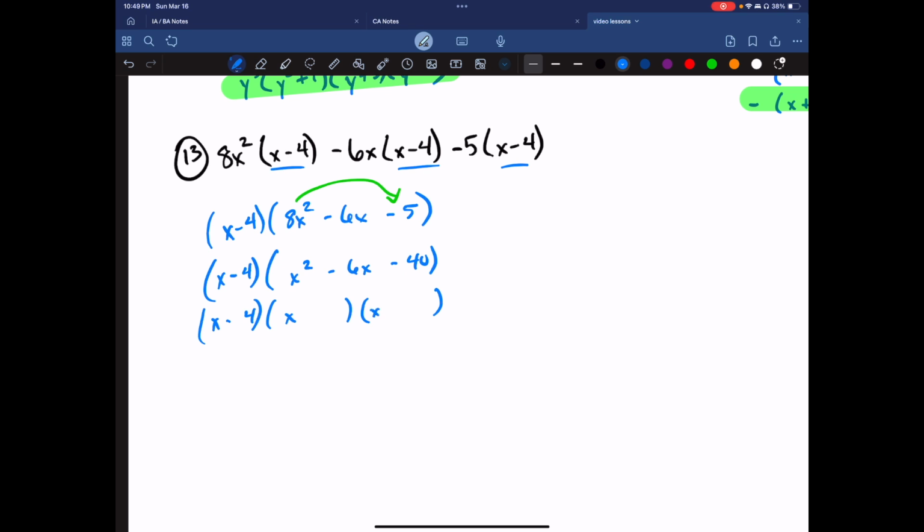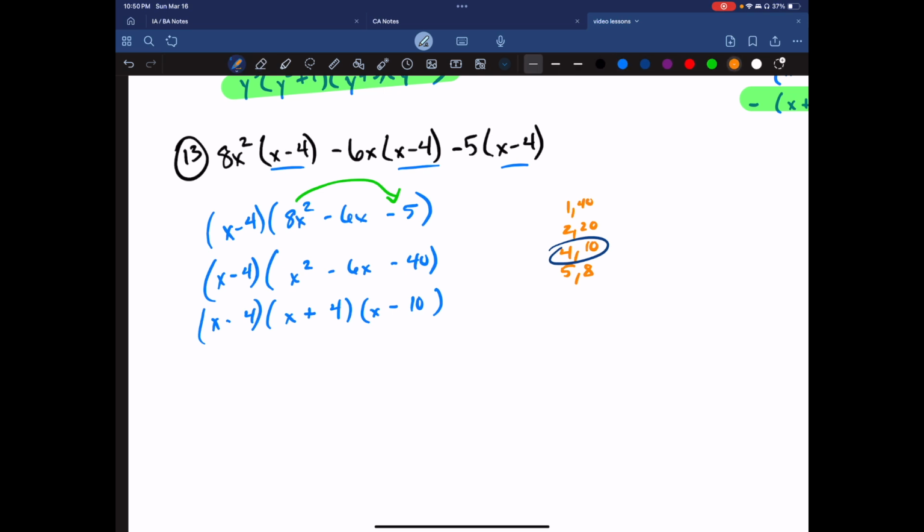x and x. My second sign is negative. This is going to be plus, minus. And then your factors of 40 are 1 and 40, 2 and 20, 4 and 10, 5 and 8. That's it. So what times what is 40 and subtracts to give you 6? Well, 4 and 10. And because 10 is the bigger term, it's going to get the minus sign. So plus 4 minus 10.